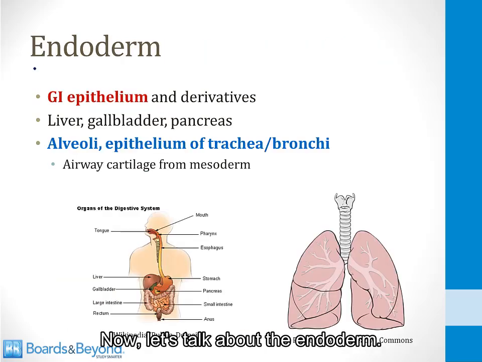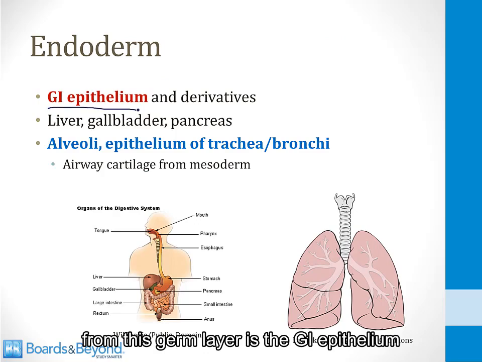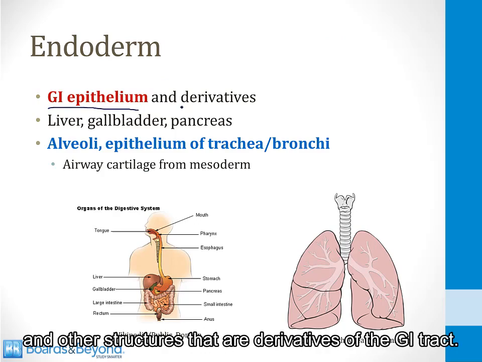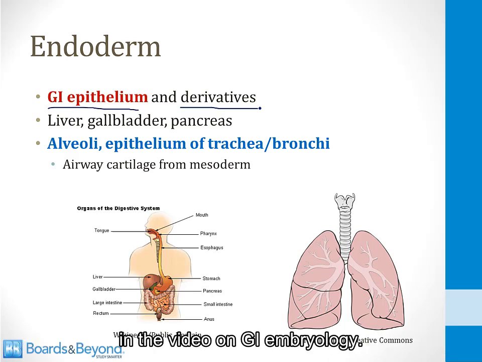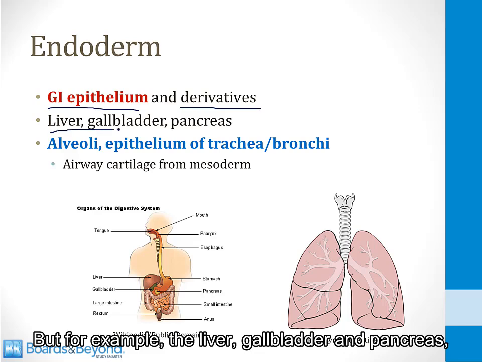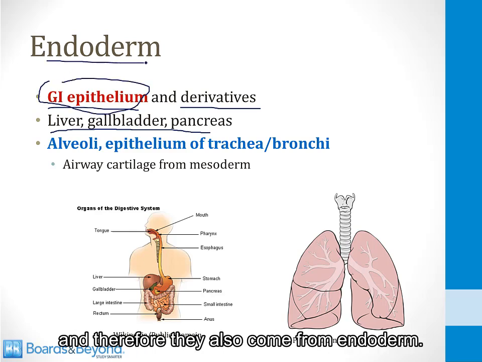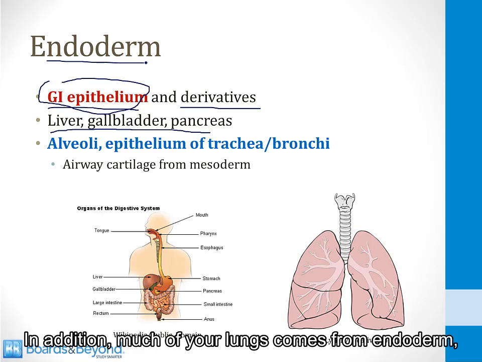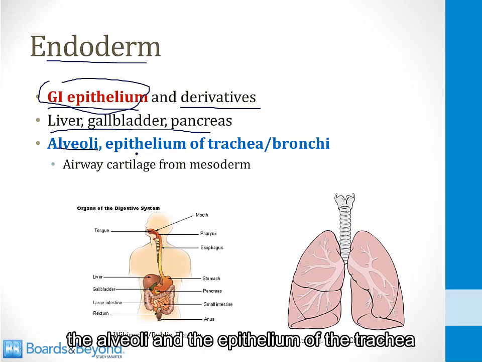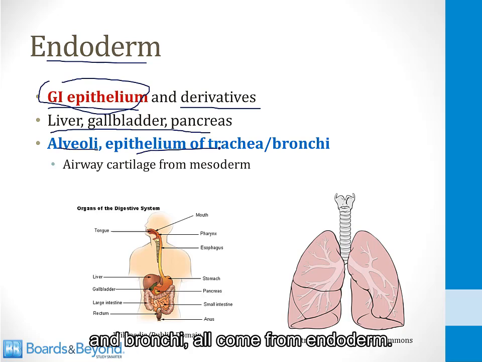Now let's talk about the endoderm. The major structure that derives from this germ layer is the GI epithelium and other structures that are derivatives of the GI tract. And I talk about this in more detail in the video on GI embryology. But for example, the liver, gallbladder, and pancreas all develop as offshoots of the GI epithelium, and therefore they also come from endoderm. In addition, much of your lungs comes from endoderm. The alveoli and the epithelium of the trachea and bronchi all come from endoderm.